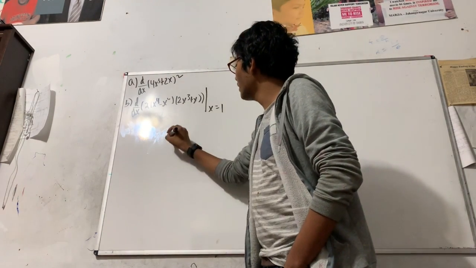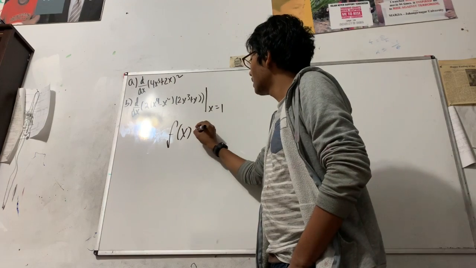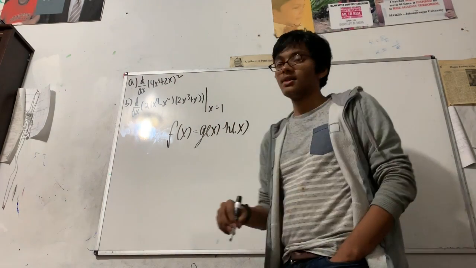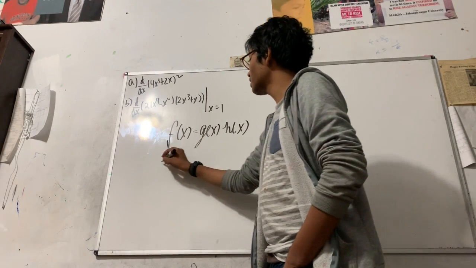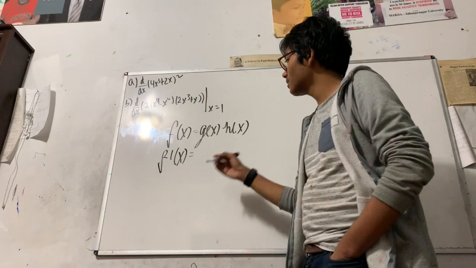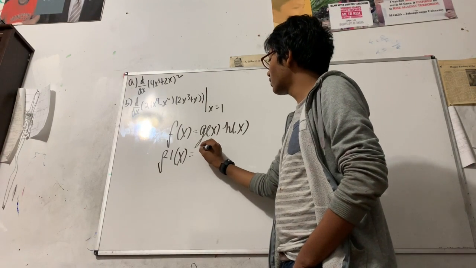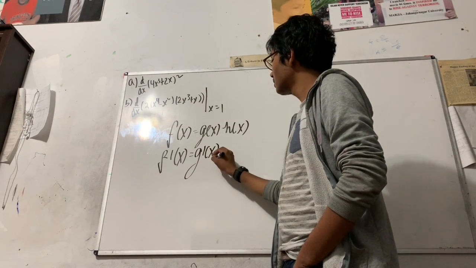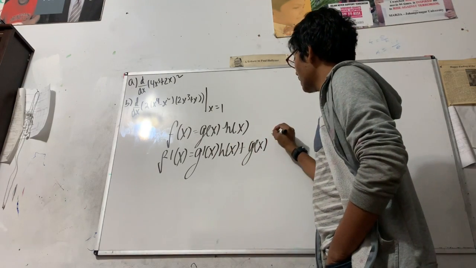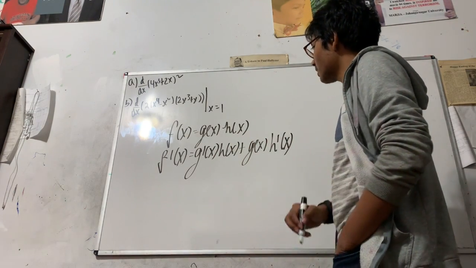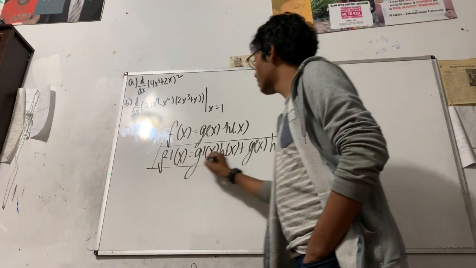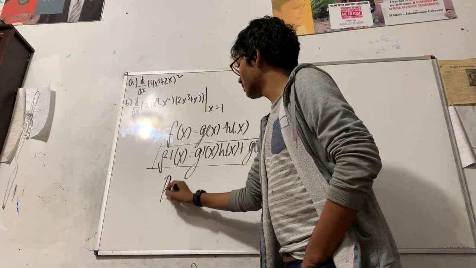Well, if we have a function, let's say f of x, and we define that function as the product of g of x and h of x, then the derivative of this function f of x, denoted as f prime of x, is simply going to be the sum of this: the derivative of g of x times h of x, plus the derivative of h of x times g of x. And that, folks, is the product rule.